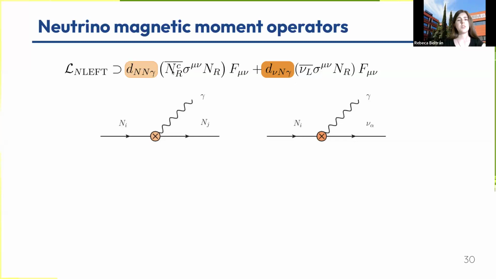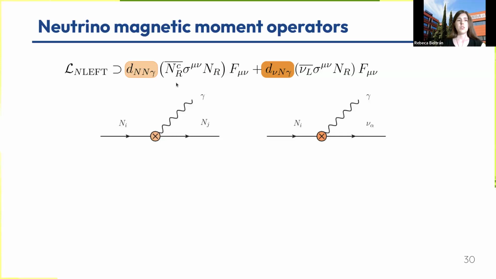One notices that this first operator is antisymmetric under the exchange of the right-handed neutrinos. So this coupling in front is also antisymmetric. What this means is that in the presence of only one right-handed neutrino, this operator vanishes. So we require at least two sterile neutrinos.